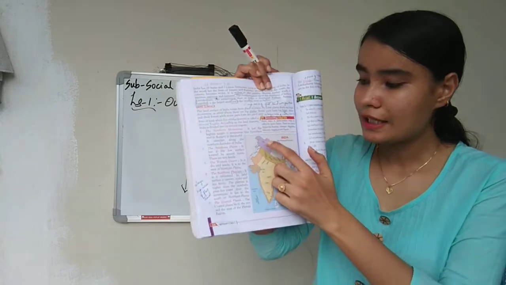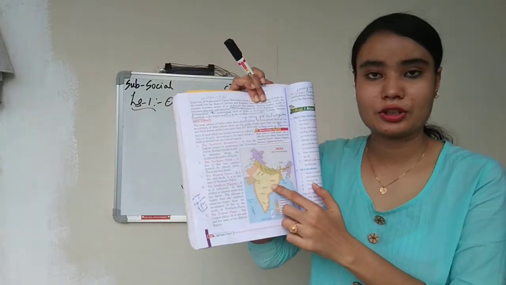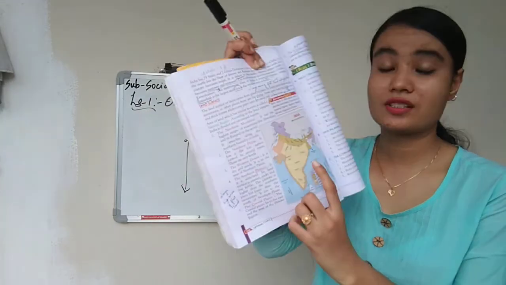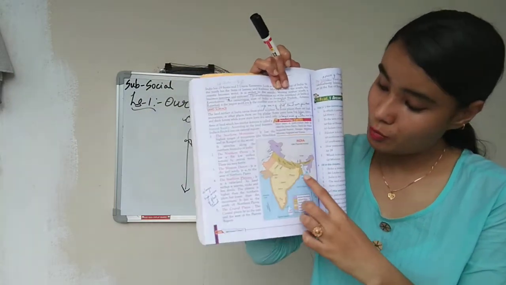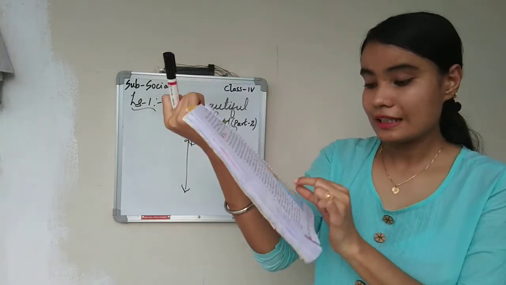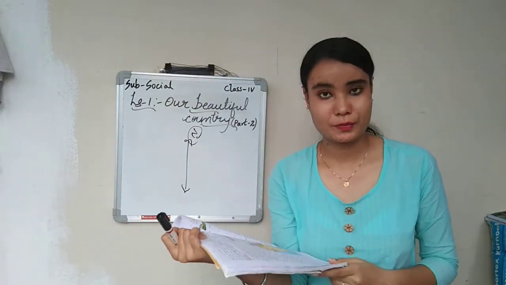Lower, meaning what? Directly below the mountains, you will have what? Southern plateau. You can see the southern plateau, the one which is in yellow color. See how much the land is. Okay, the one which is yellow color is nothing but the southern plateau.